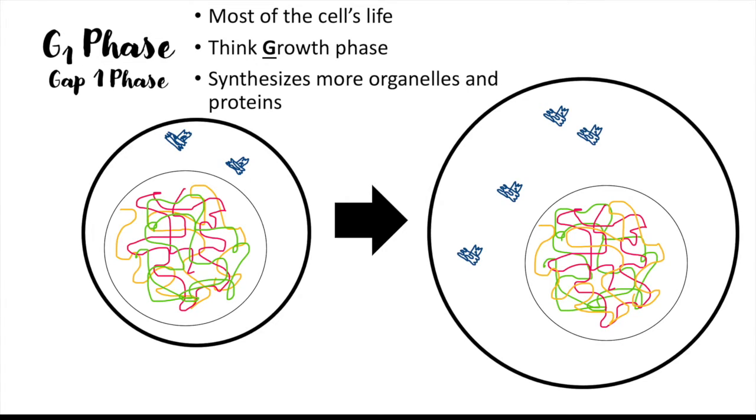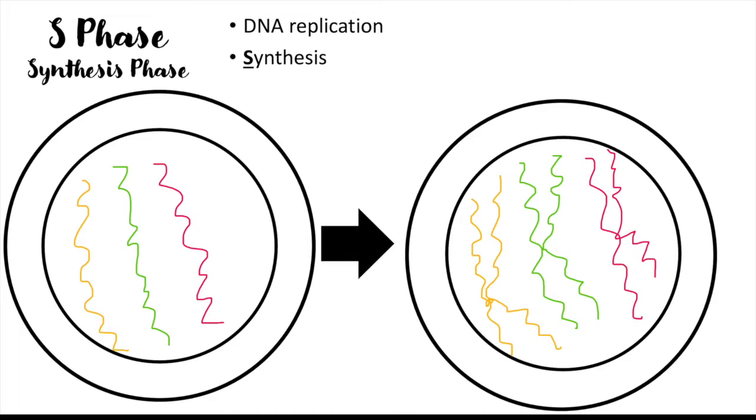The next phase is S phase, which stands for synthesis. This is the synthesis phase. This is where our chromosomes replicate and make two copies so that each daughter cell will have its own. This section of the cell cycle is tightly regulated and widely conserved. This is so important because this is our genetic information. If anything happens to it, the cell could be in big trouble.